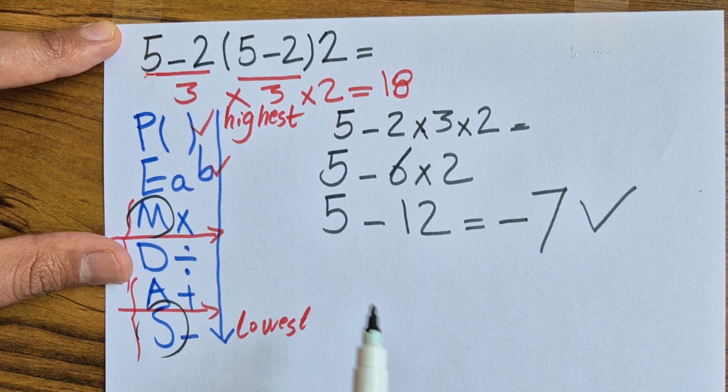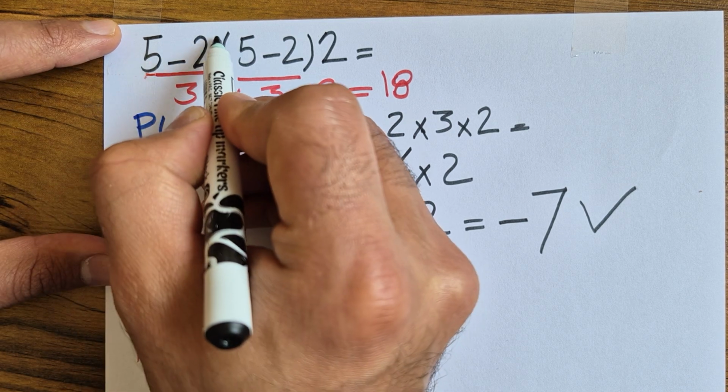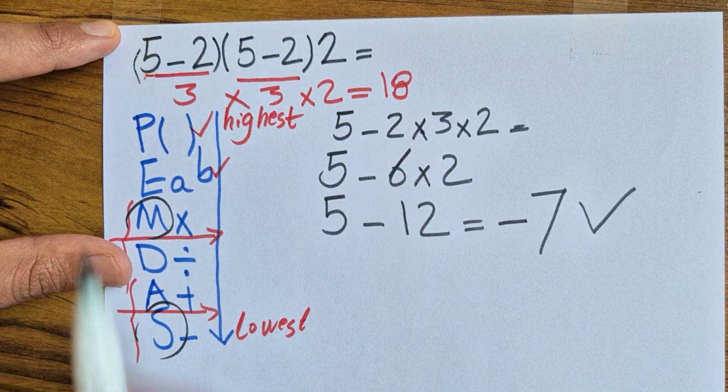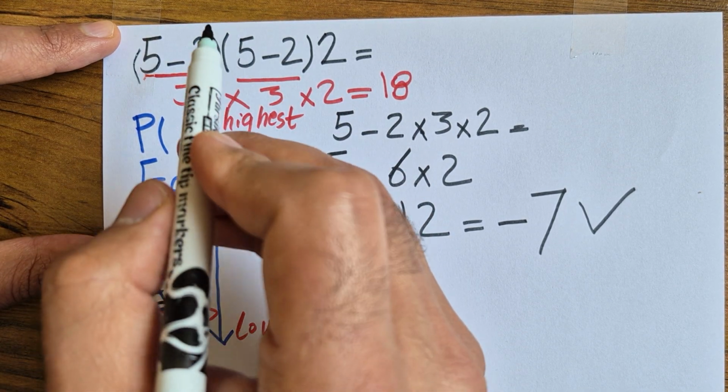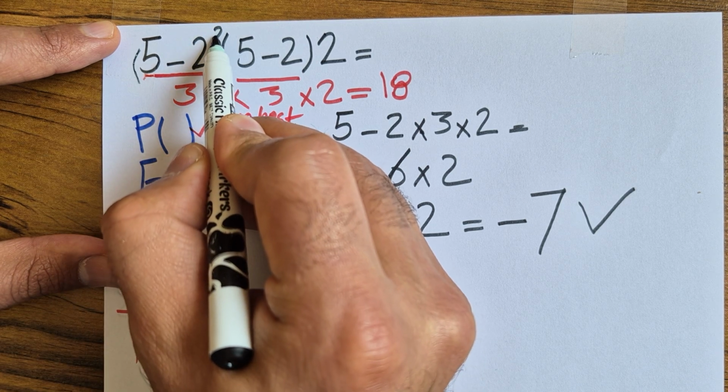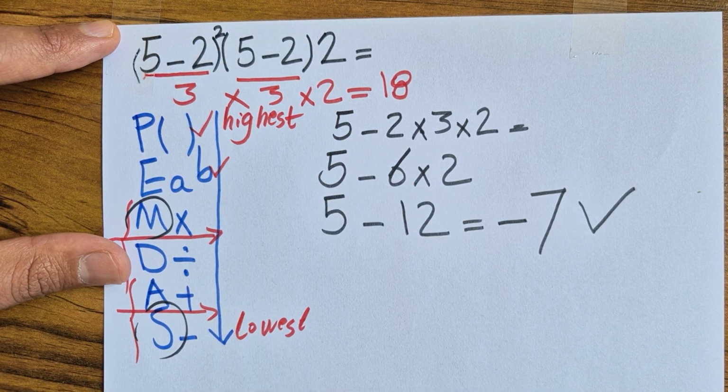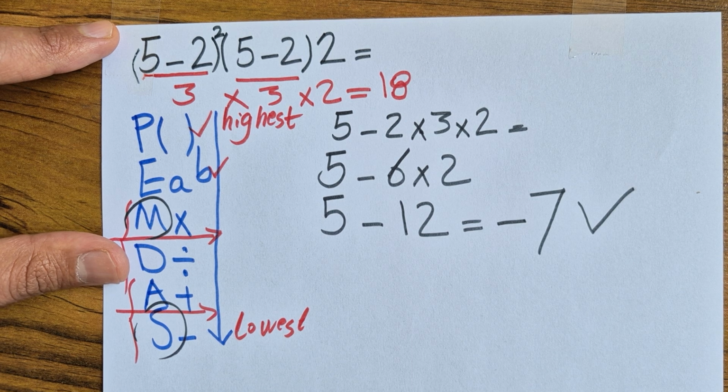So as your homework, what would the answer be if we had 5 minus 2, the first pair, inside the brackets and raised to the power of 2? So make sure to drop your thoughts and answers in the comments below.